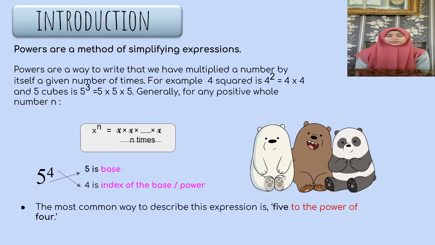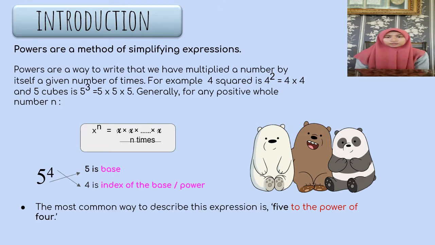Powers are a method of simplifying expressions. Powers are a way to write that we have multiplied a number by itself a given number of times. For example, 4 squared is 4 to the power of 2, equivalent to 4 times 4, and 5 cubed is 5 to the power of 3, equivalent to 5 times 5 times 5, 3 times. So generally, for any positive whole number n, x to the power of n is equivalent to x times x times x, according to the n number.